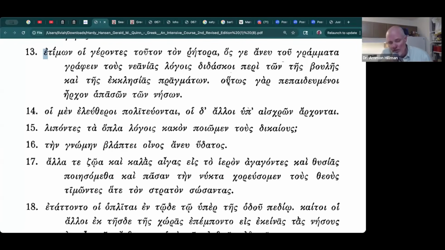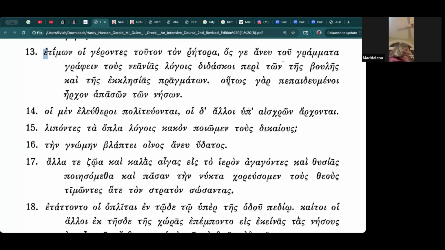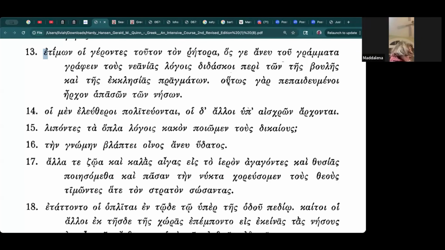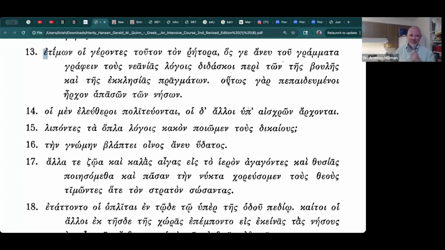What's tripping you up is the voice of politeontai. It's a middle or a passive. So either they are ruling for themselves, for their own advantage, or they are ruled. So you have to decide, is this saying free people free themselves or free people rule? Yeah, free themselves.